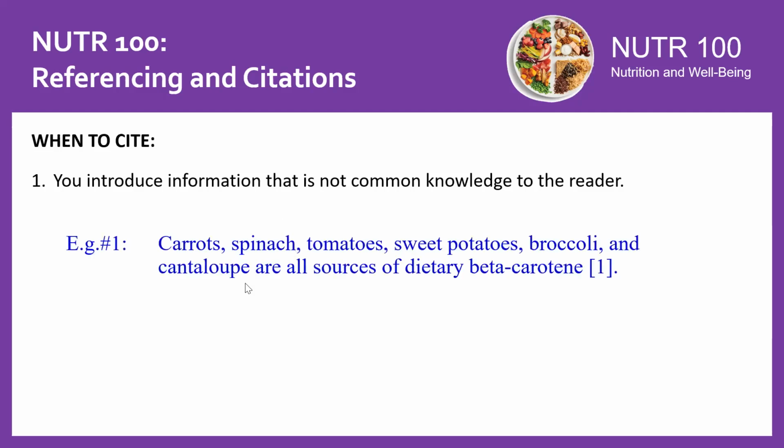Here's a couple of examples. Example 1: carrots, spinach, tomatoes, sweet potatoes, broccoli, and cantaloupe are all sources of dietary beta-carotene. So maybe you know that carrots and tomatoes are, but you don't know about those other fruits or vegetables. So this is not common knowledge. It should be cited. So take a look at the citation there. You can see the citation is found at the end of the sentence. I'll come back to this in a minute.